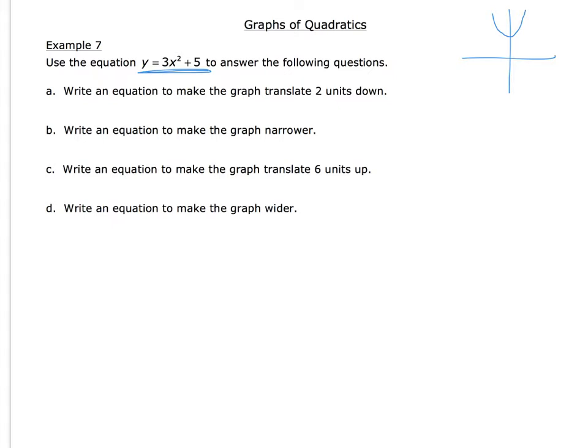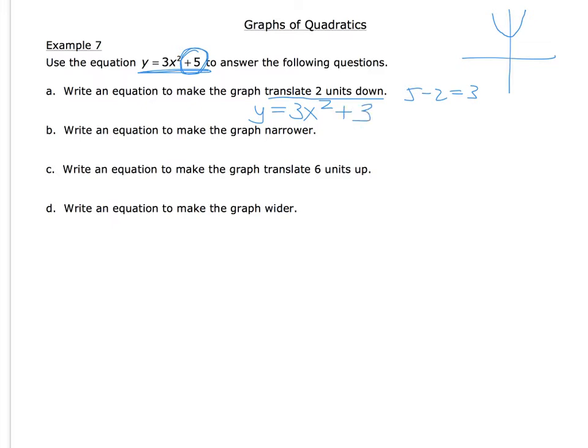Okay. So it says write an equation to make the graph translate 2 units down. Okay. If we're going to translate a graph 2 units down, we're changing this number right here, right? We're going to change this 5. So if we're changing this 5, we want it to go 2 units down, you literally just subtract 2, right? So y equals 3x squared instead of plus 5, 5 minus 2 is equal to 3, so we're going to do plus 3.